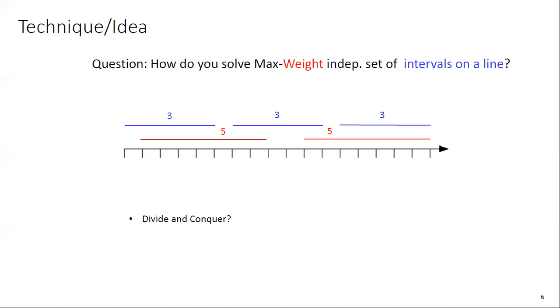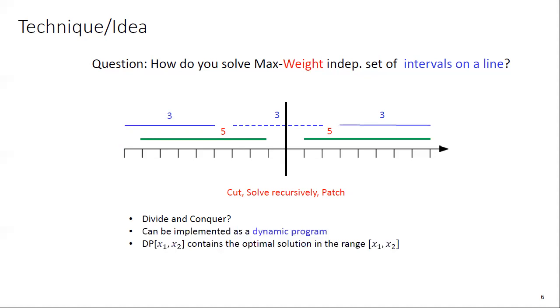So one way of solving this problem is to try a divide and conquer. We can cut somewhere, solve recursively on both sides, and then combine the solutions. Of course, we have to get rid of all the intervals that are intersected by the cut. And maybe we can try different cuts and hope that one of these cuts will give us the optimal solution.